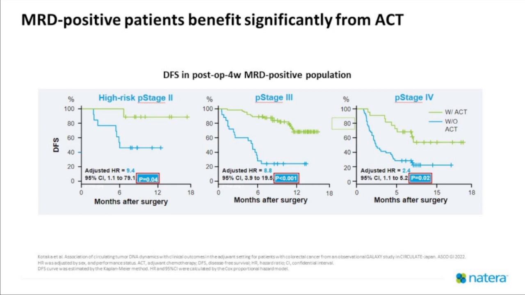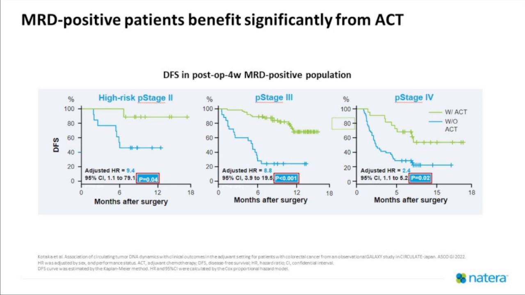So what you're evaluating here are those high-risk stage 2 patients we talked about at the beginning of this presentation, our stage 3 patients, and our stage 4 patients. And you can see that the green line is with adjuvant therapy and the blue line is without adjuvant therapy. And we can see that those high-risk stage 2 patients, if you substratify them based on ctDNA, those patients whose ctDNA is positive, they will definitely benefit from adjuvant therapy. And you can see that the hazard ratio is approximately 9.4.